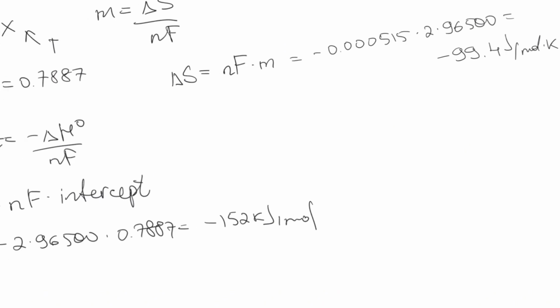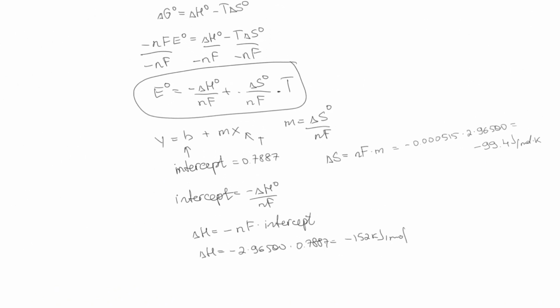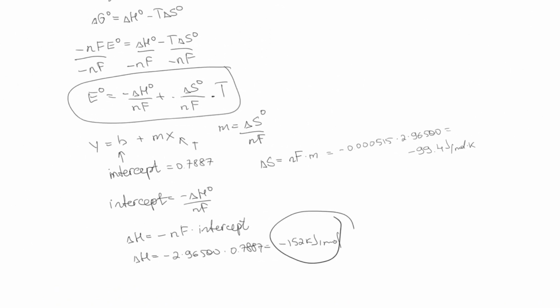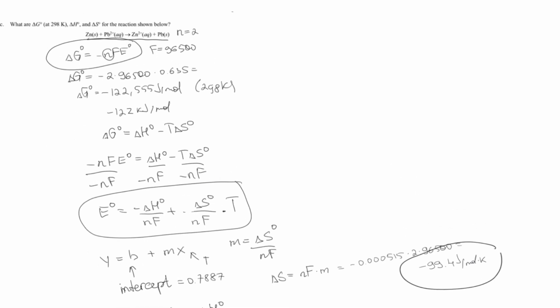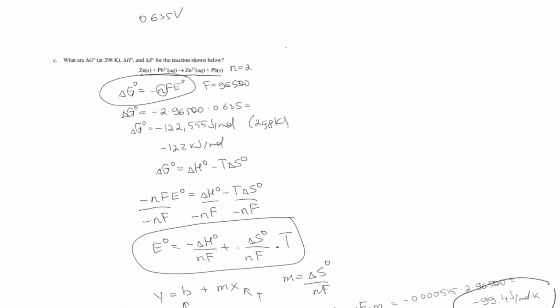So this is our three answers. Our delta H is equal to negative 152 kilojoules per mole. Our delta S is equal to negative 99.4 joules per mole per Kelvin. And our delta G is equal to negative 122 kilojoules per mole. It's better to write negative 123 kilojoules per mole.